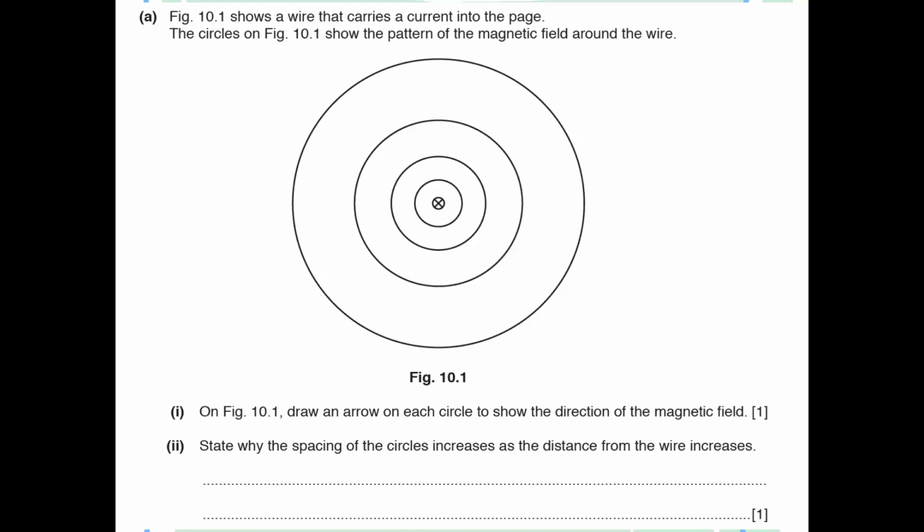The current is into the page, so use the right hand grip rule. Your thumb will point into the page and your fingers will turn around it. So what will be the magnetic field pattern? Right. At least draw 2 arrows for each circle whenever you are completing an exam. At least 2 arrows minimum for each circle.